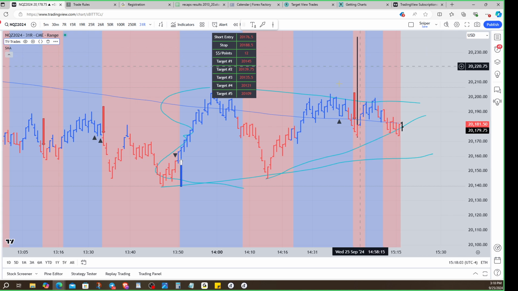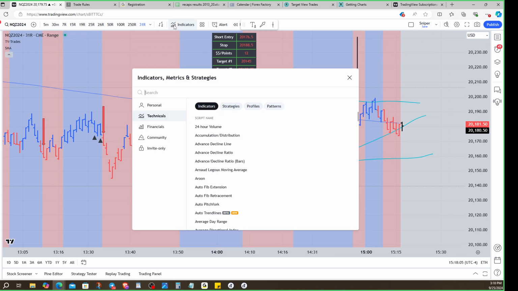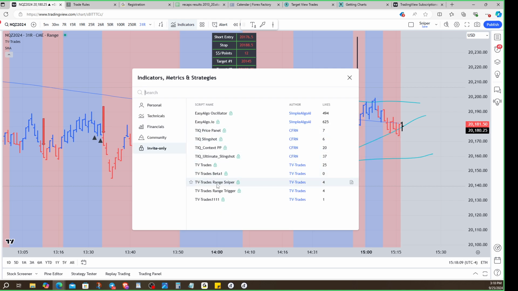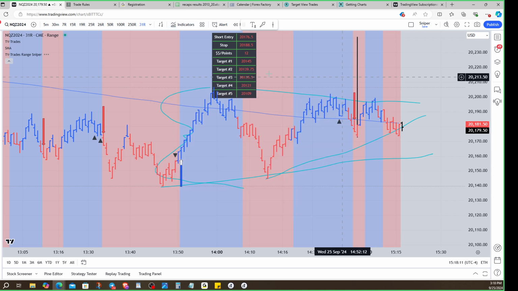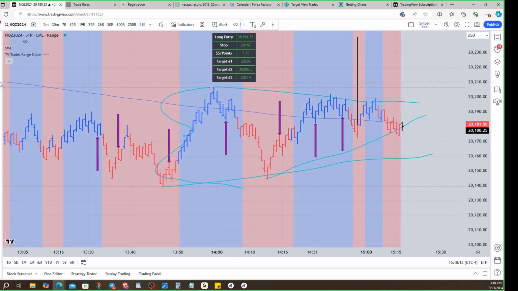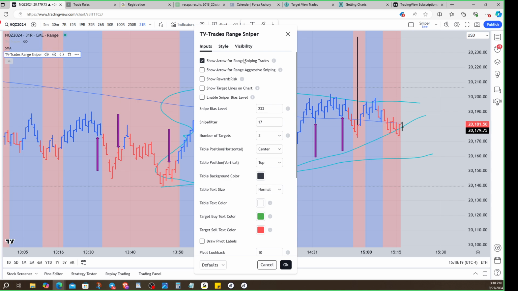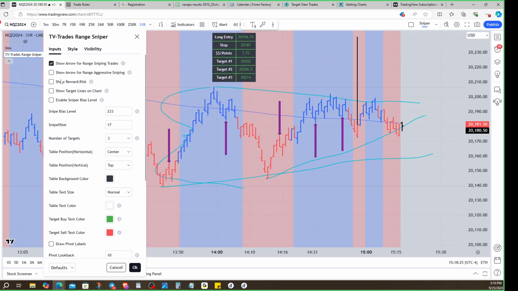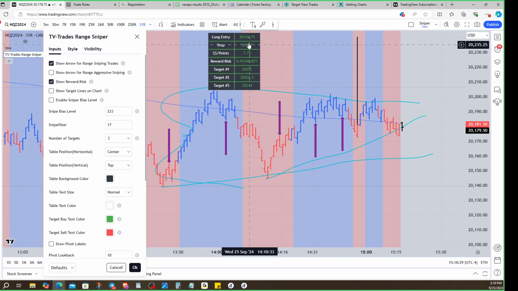Okay, so now let me show you the other features within the sniper tool. If we go here and put the sniper on, and shut the TV trades tool off. The sniper by default, you can't just turn longs and shorts on. You have to have sniping or aggressive sniping on. The risk reward is the same thing in the table. If you want to have the risk reward showing, you just check that. In this case, it's calculated the same way.